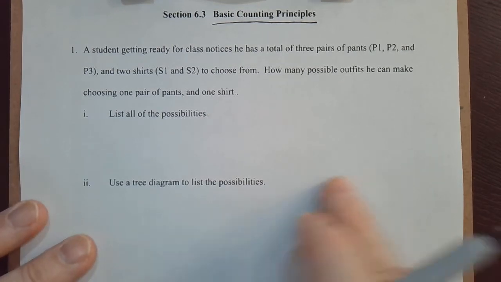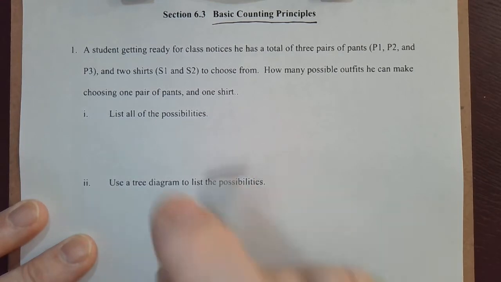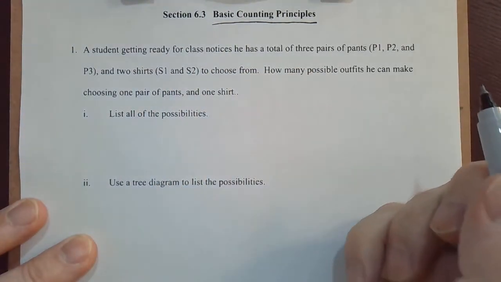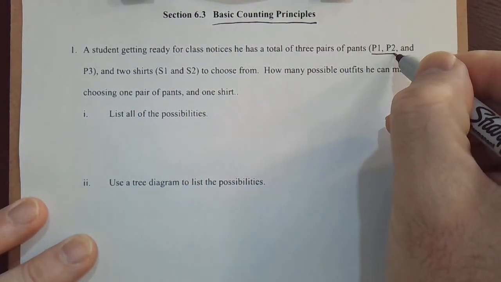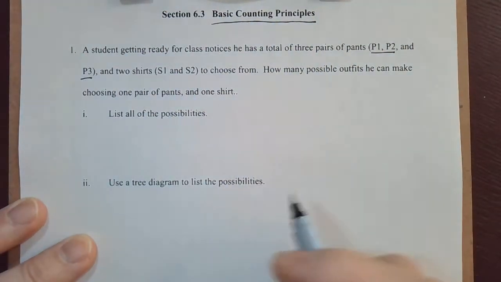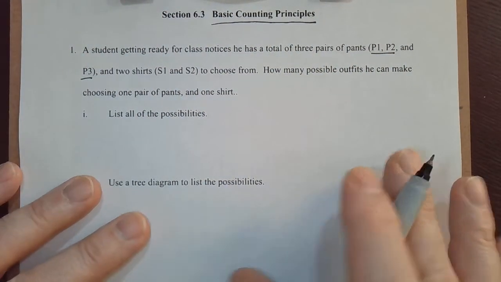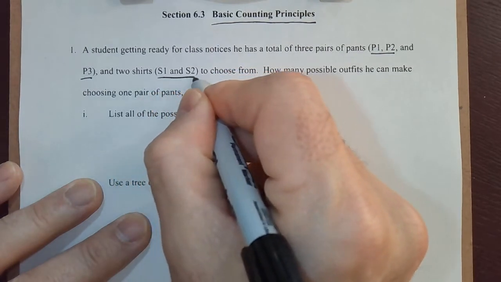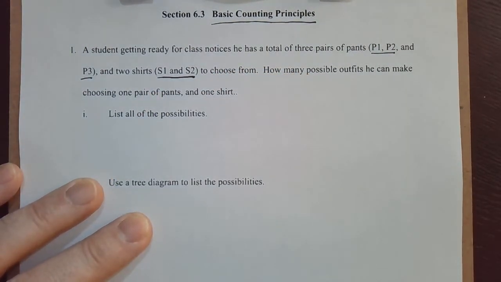And let's take a look at this example. A student is getting ready for class, and he's got a total of 3 pairs of pants, and we're just going to call them P1, P2, and P3. And he's got 2 choices for his shirts, S1 and S2. How many possible outfits could he make, where the outfit consists of just choosing 1 pair of pants and 1 shirt?